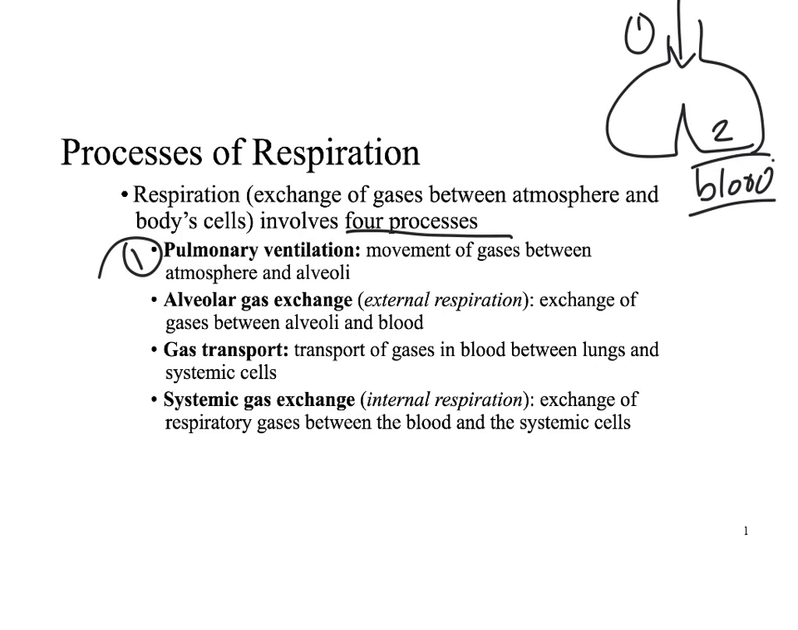Then 3 is the blood's going to carry it between lungs and systemic cells. And then the last one is we're going to drop it off at the tissue. So 4 steps: 1, 2, 3, 4. And of course we have to break down those steps.